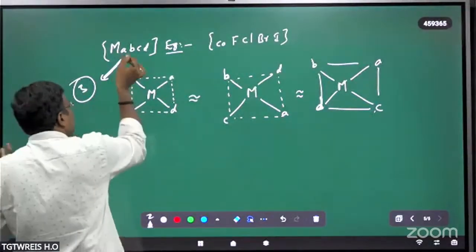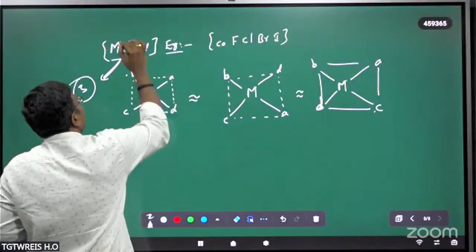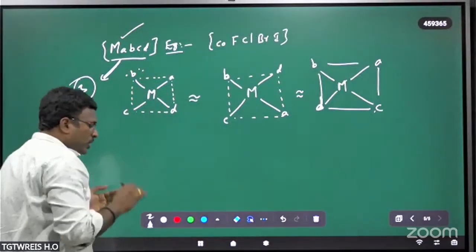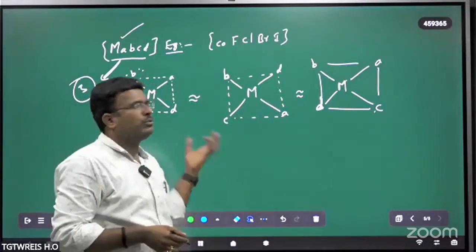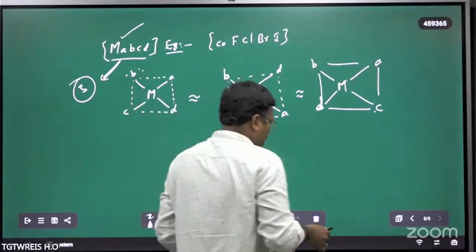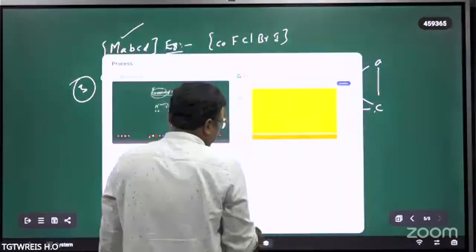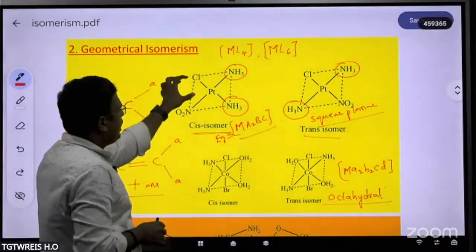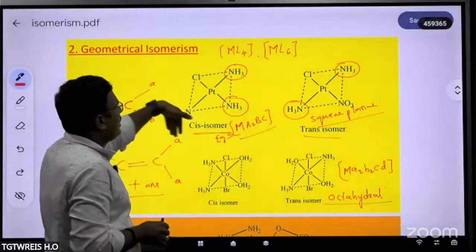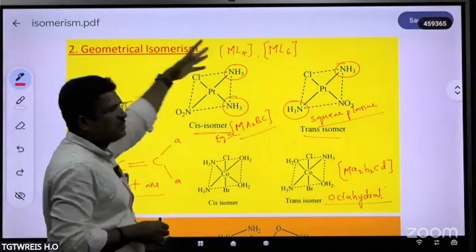This is very important from your examination point of view. Does this type of compound show geometrical isomerism or not? Yes, this type of compound shows geometrical isomerism. The geometry of the compound, these ligands are arranged in different manners.